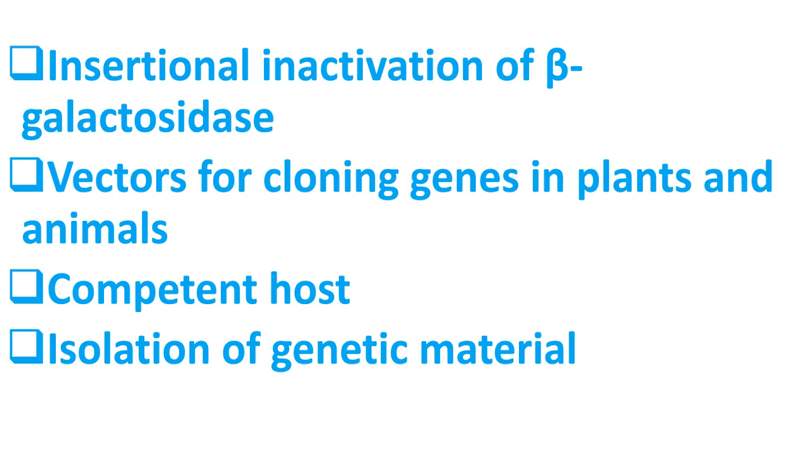So in the previous lecture we were discussing features of cloning vectors and insertional inactivation. To continue that, we will discuss one other method of insertional inactivation, insertional inactivation of beta galactosidase. After that, vectors for cloning genes in plants and animals. Next topic that we will discuss is competent host, and after that isolation of genetic material. So these topics we are going to discuss today.